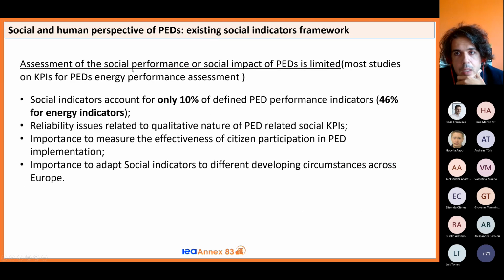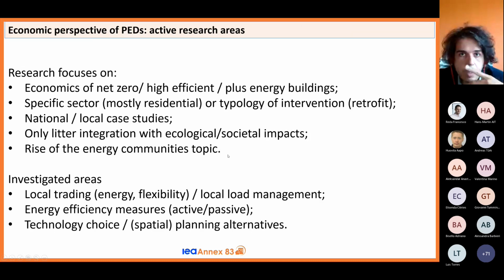Again, on to the impacts and the KPIs. What we traced is that most of the time social indicators are a bit underrepresented among the whole of the other sustainability perspectives, with only 10% of all PET performance indicators usually. And there's a need to create homogeneous frameworks for all these indicators that I mentioned throughout the different initiatives.